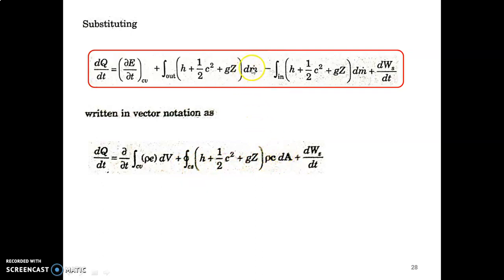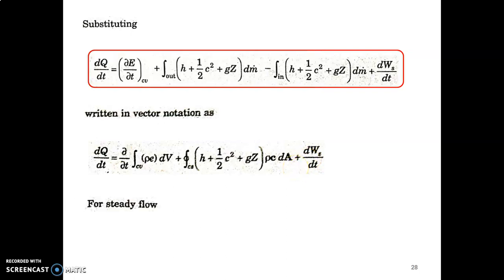That is coming from here, dm dot. Dm dot can be written like this: rho into velocity into arbitrary change in area, rho c dA. We have seen this in previous derivations. And the change in shaft work with respect to time is given as it is, dWs by dt.